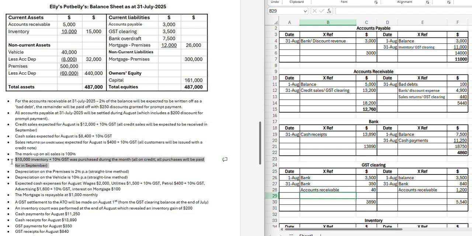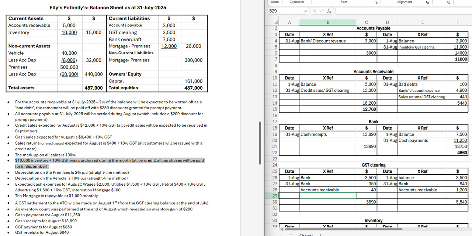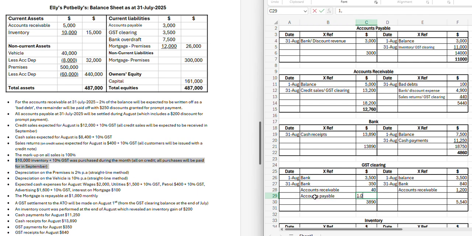Then we had some inventory purchased during the month. So 10% of 10 grand is 1K. Given it was a purchase, this GST that's been charged on these purchases will offset our GST liability. So this is going to reduce our balance. Therefore, a decrease in a liability is a debit entry. So our cross-reference will be accounts payable on the debit side for 1,000.